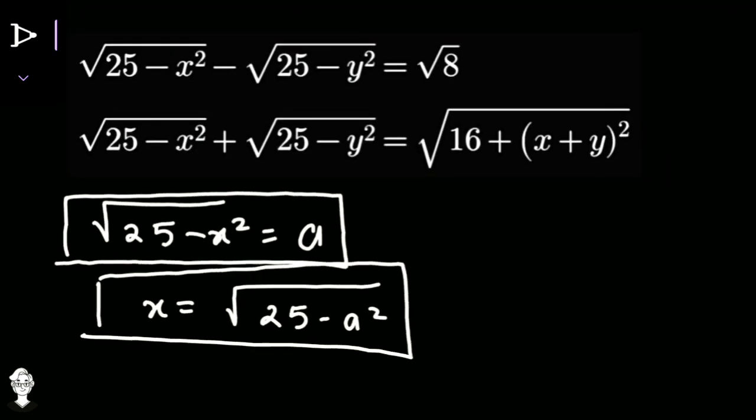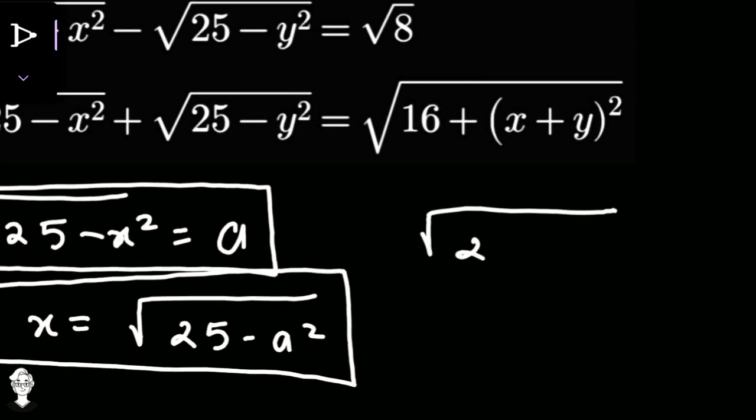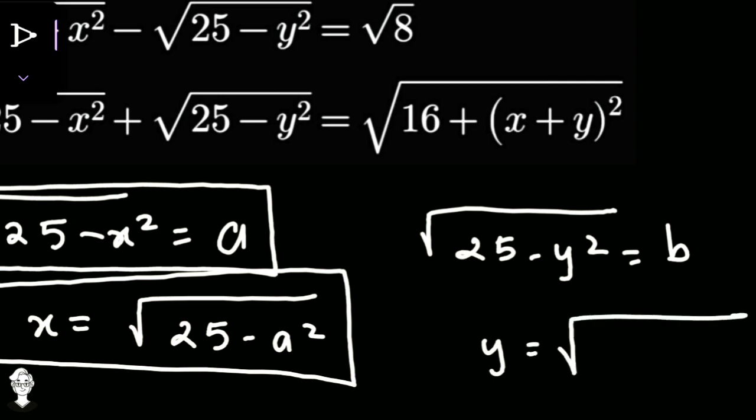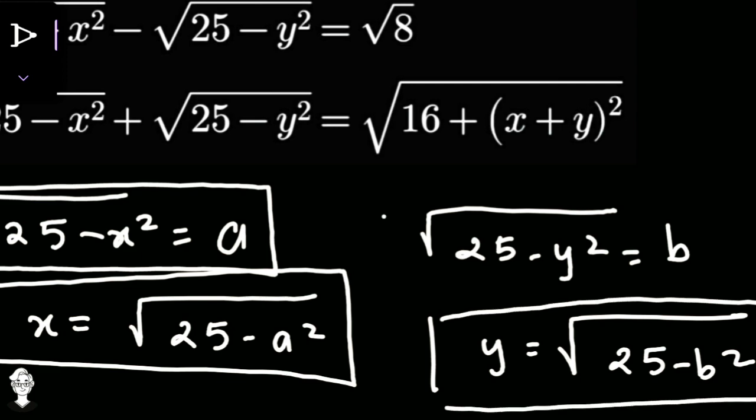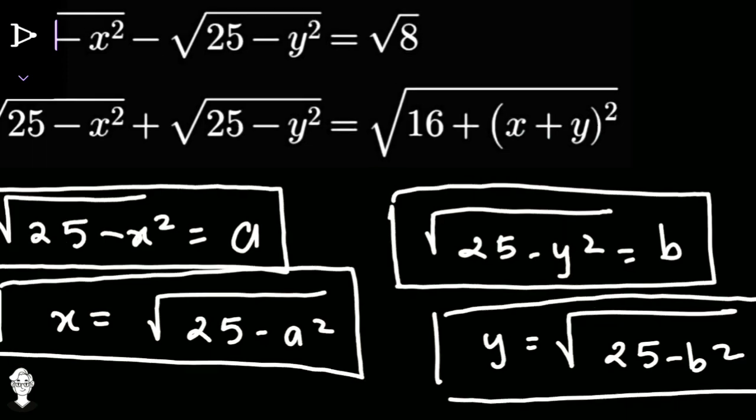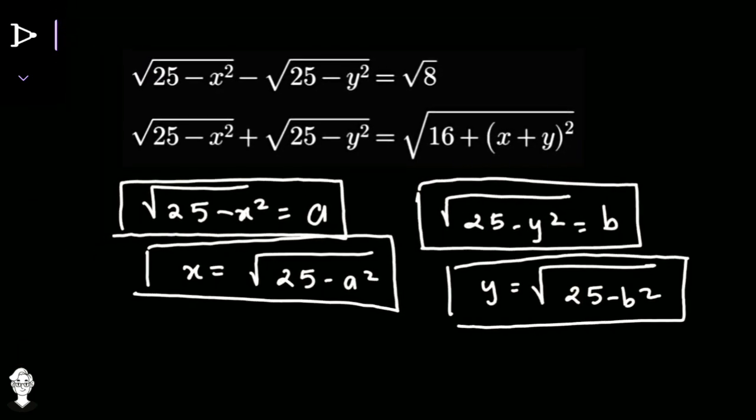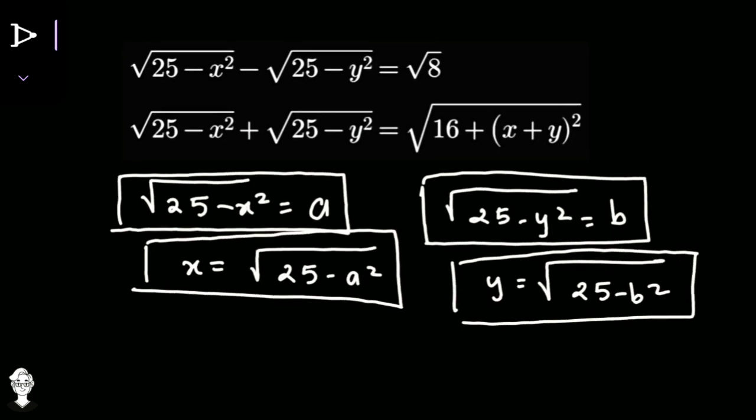Similarly, let square root of 25 minus y square be equal to b. So from here we get that the value of y is equal to square root of 25 minus b square. So both these things are considered as a and b. As we find the value of a and b, we will substitute them over here to obtain the value of x and y.